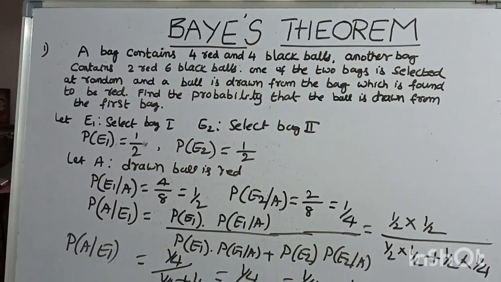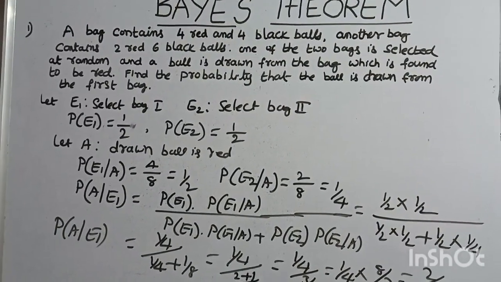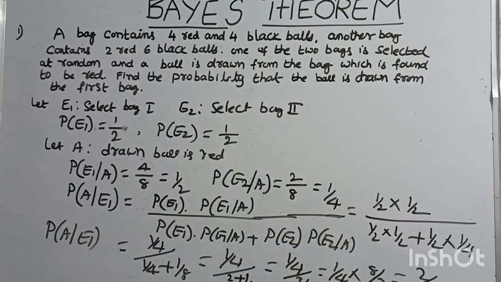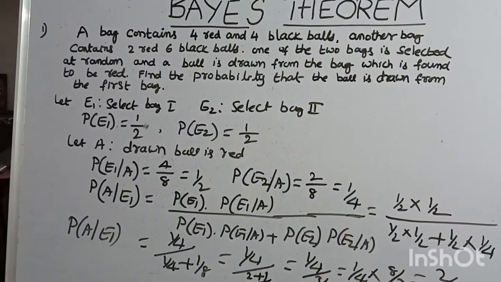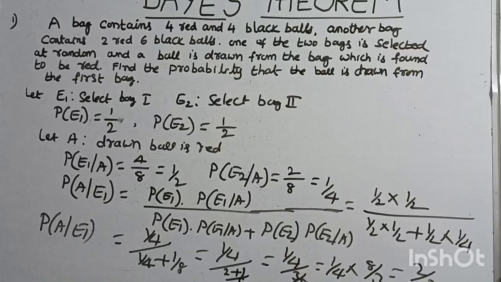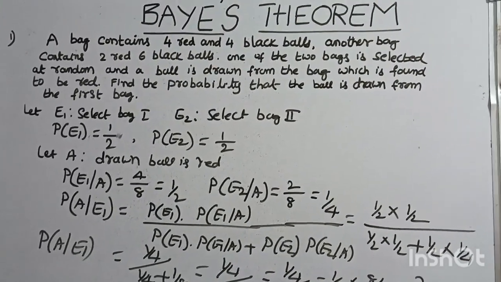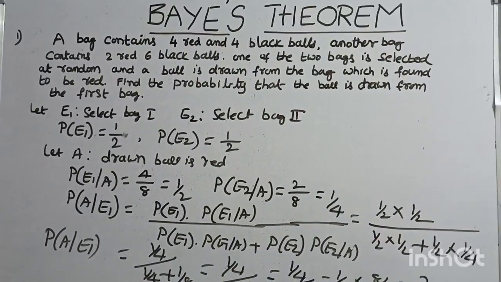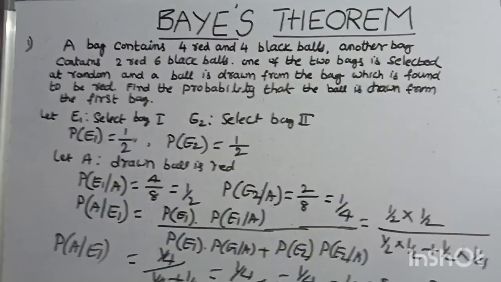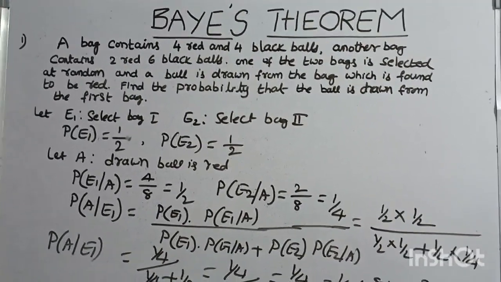Important problems on Bayes' theorem. A bag contains 4 red and 4 black balls. Another bag contains 2 red and 6 black balls. One of the two bags is selected at random and a ball is drawn from the bag, which is found to be red. Find the probability that the ball is drawn from the first bag.